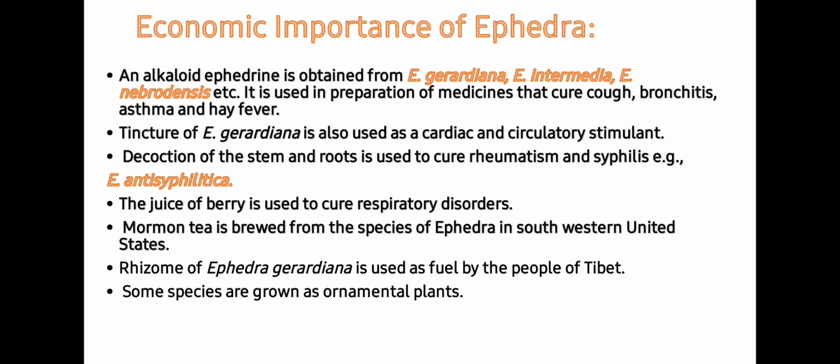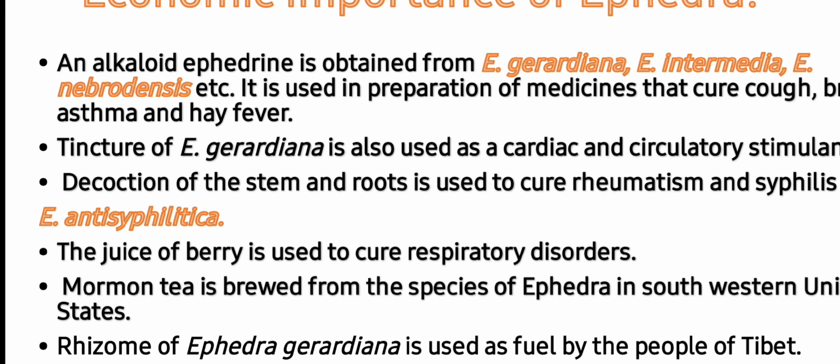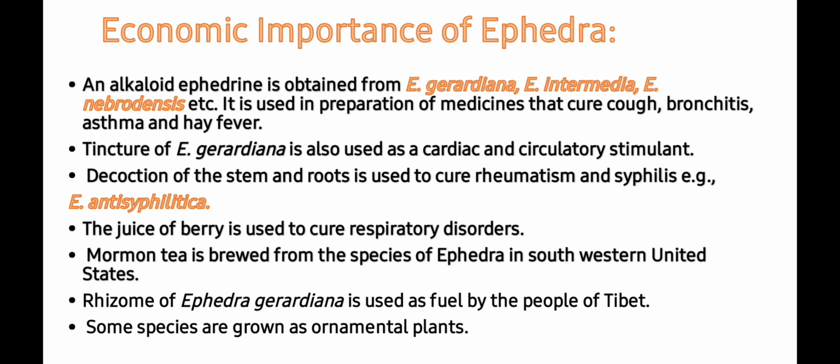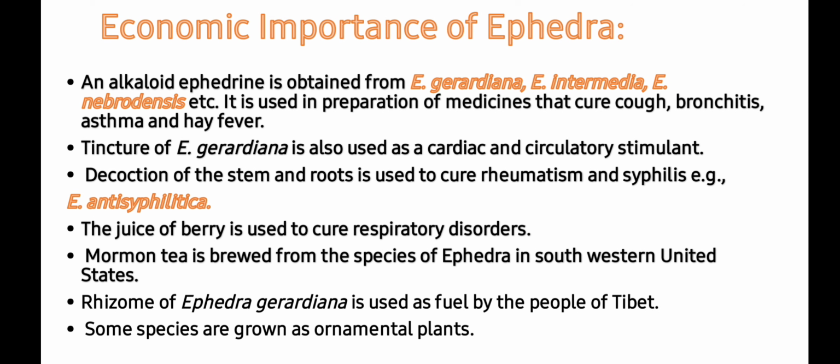Last is the economic importance of Ephedra or the order Ephedrales. Students, an alkaloid ephedrine is obtained from Ephedra gerardiana, Ephedra intermedia and Ephedra nebrodensis. It is used in the preparation of medicines that cure cough, bronchitis, asthma and hay fever. Due to this Ephedra became a very important genus of the gymnosperms. It's quite often asked in the examination.